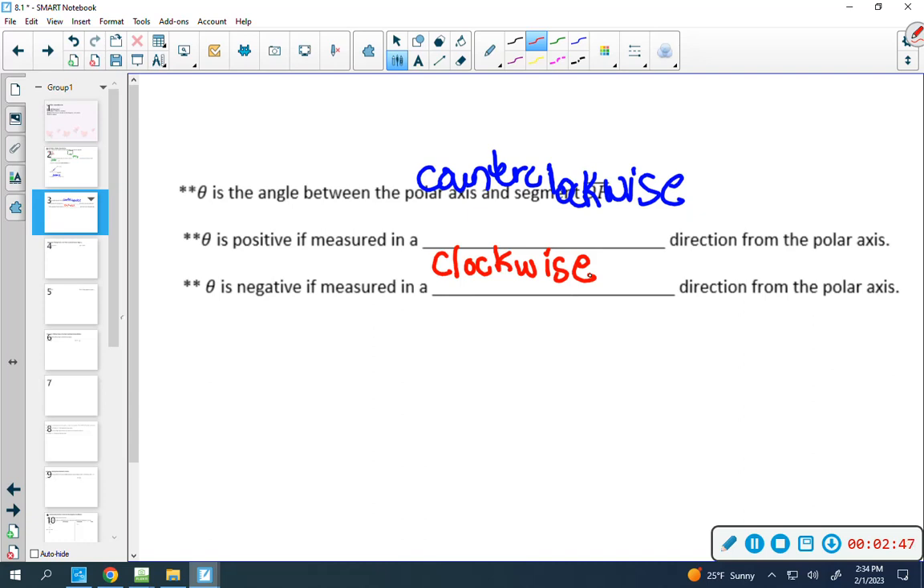Okay. So clockwise, remember, is down, counterclockwise up. So your standard boring labeling, drawing angles, nothing has changed.